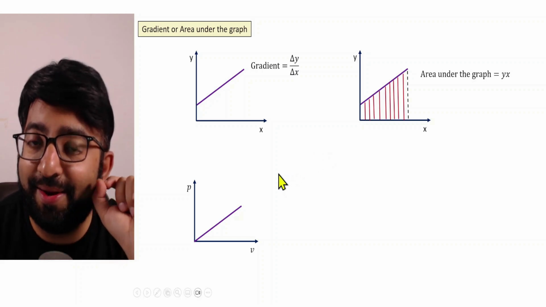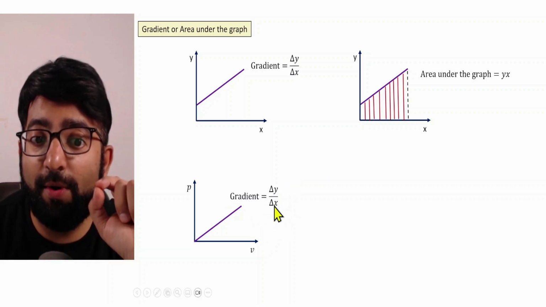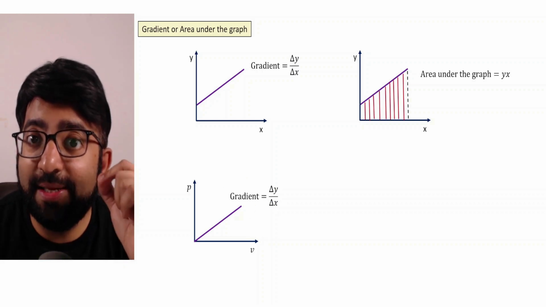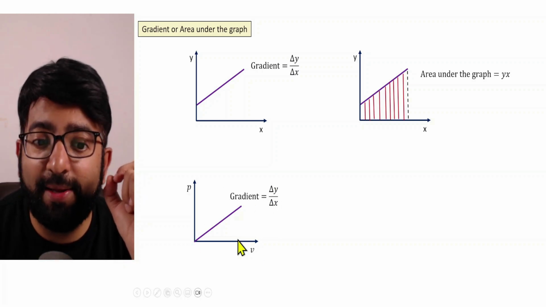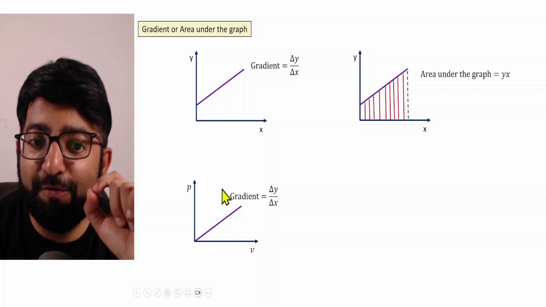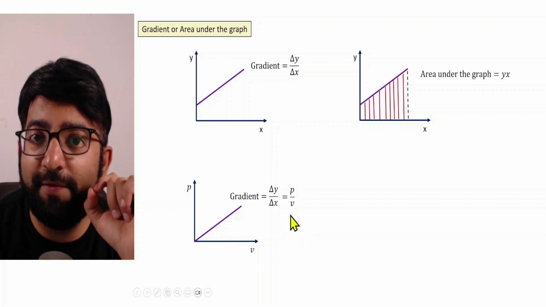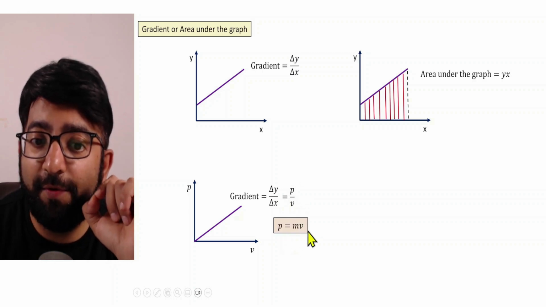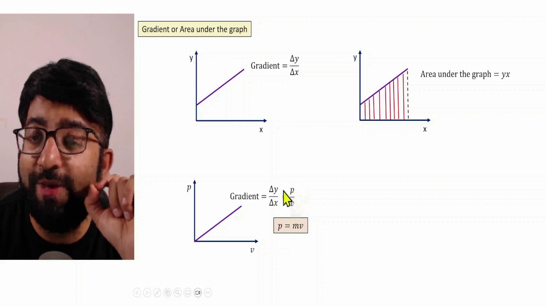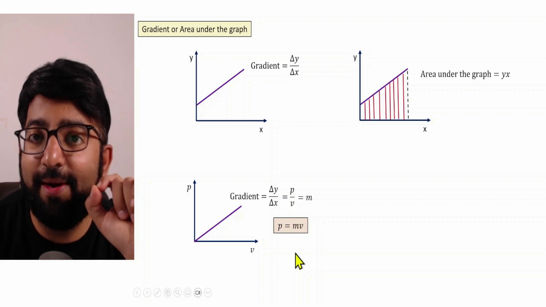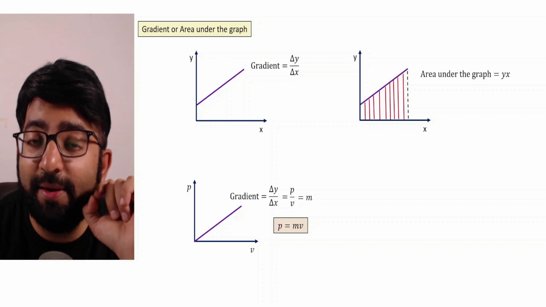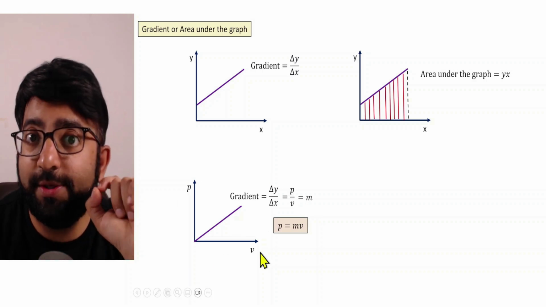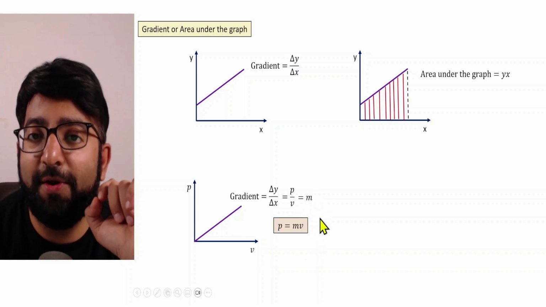Let's start with gradient. Gradient is nothing but delta y upon delta x. So y upon x. In this case, the y-axis is momentum and the x-axis is velocity. So we will write the gradient as p upon v. And according to the formula for momentum, which is nothing but m into v, let's replace p as mv. So you will see that v will get cancelled out and eventually the gradient will come out as just m. Hence, the gradient of a momentum-velocity graph gives us the mass of the object.